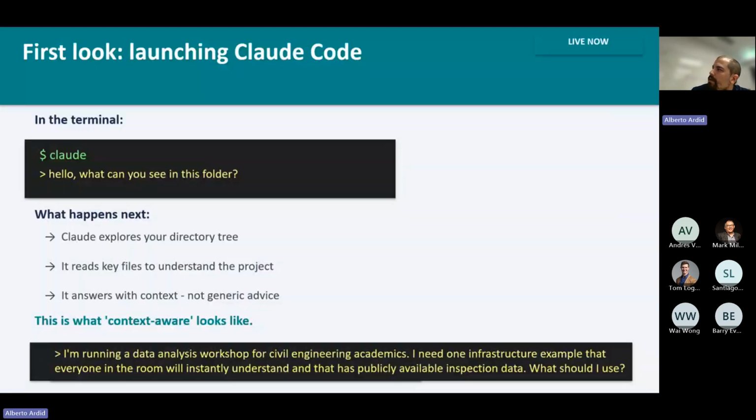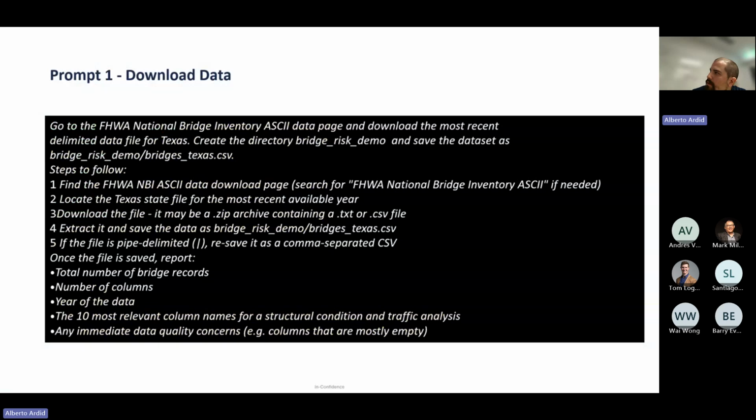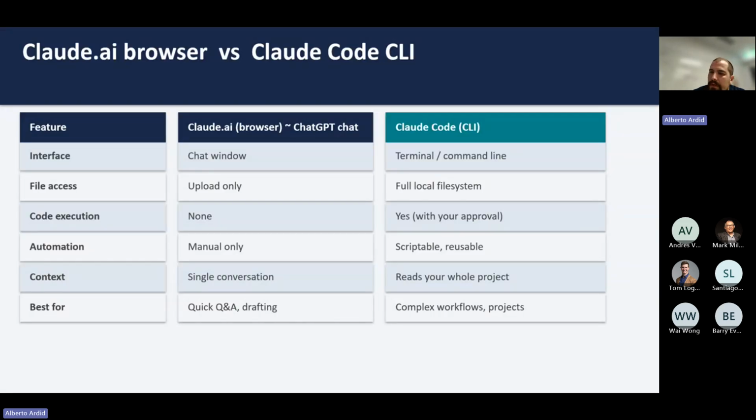Okay, guys, so we ran this one, the download data. This is just some ideas about how it is different from the chatbots that we have been using on the web, right? In a chat window, you typically ask questions and upload a file and so on, and you get an answer. It's great for quick tasks like writing an email, summarizing a paper, or brainstorming ideas.